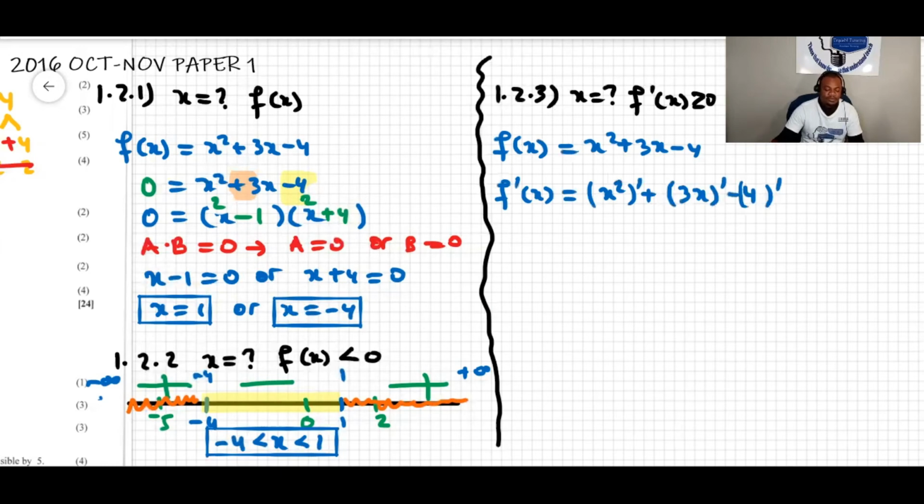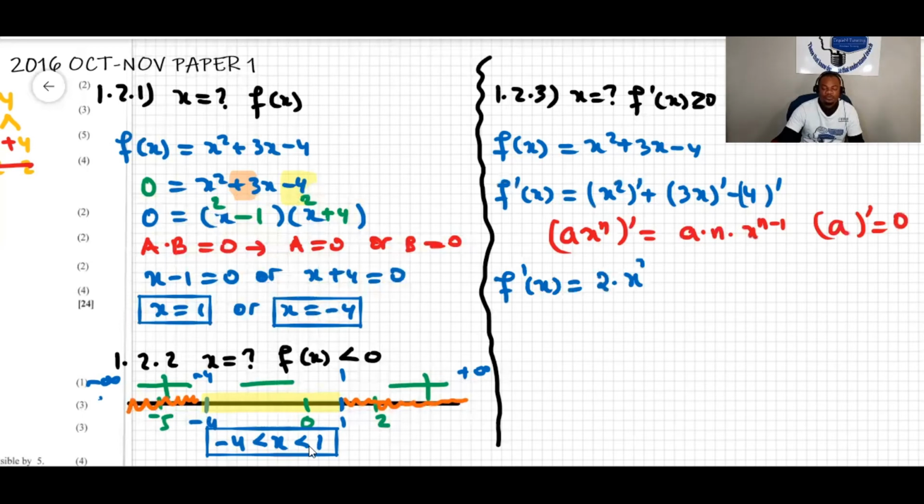Okay, and now we do know this formula. The derivative of ax to the power of n is equal to a times n times x to the power of n minus 1. And the derivative of a constant is just 0. So f prime of x will be then 2 times x to the power of 2 minus 1. Remember, the coefficient here was just 1.